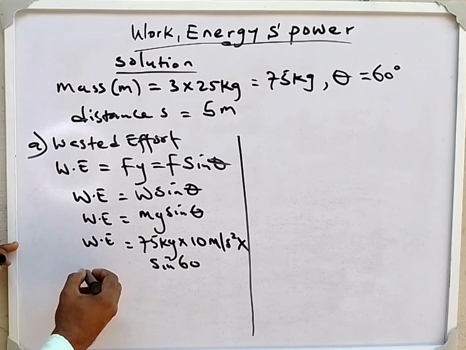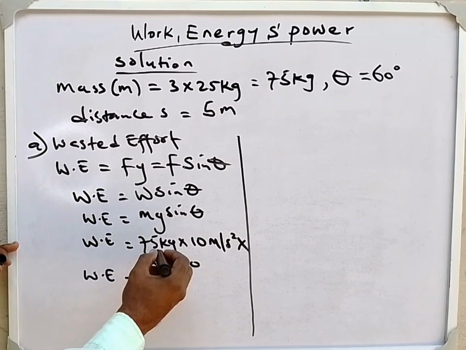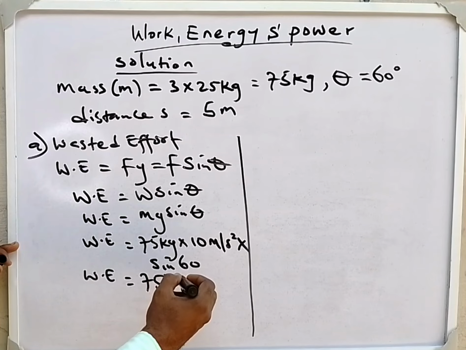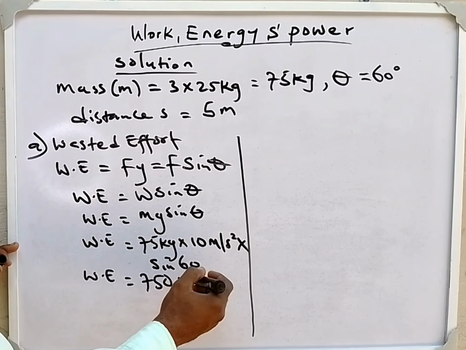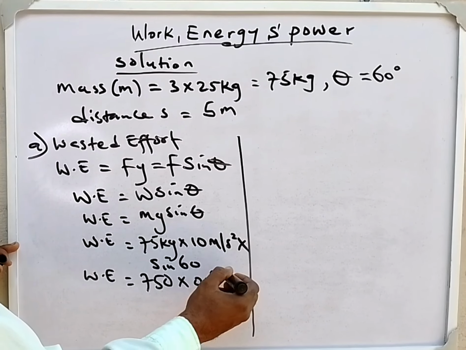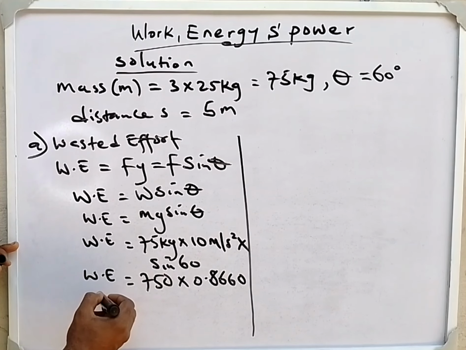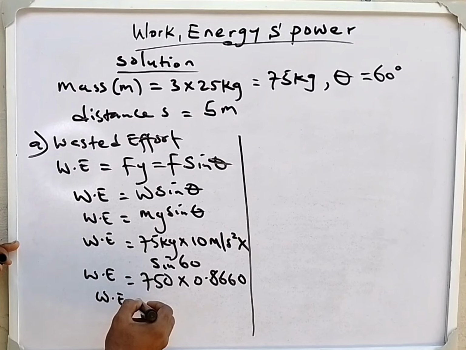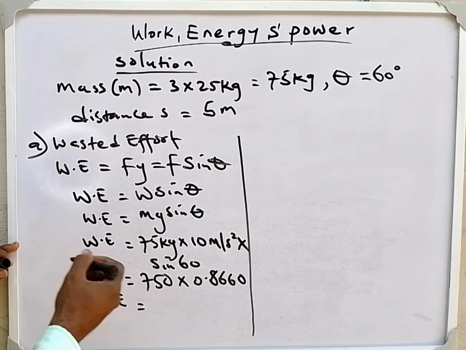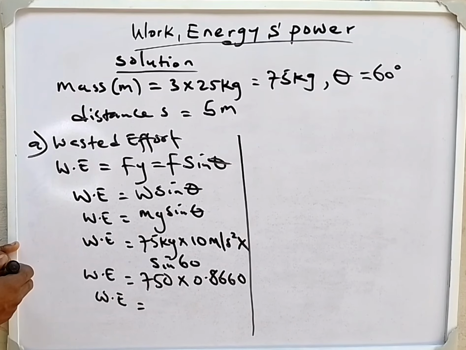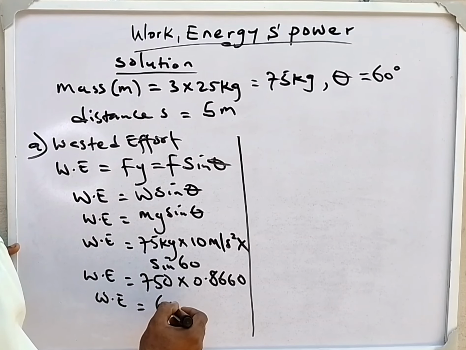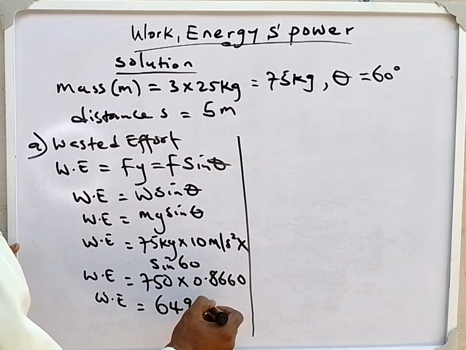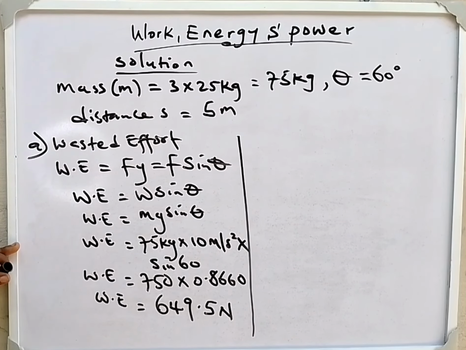60. So we are going to see that wasted effort is equal to 750, that's 75 times 10, 750 times sine 60, 0.8660. So wasted effort is equal to 750 multiplied by 0.8660, which gives you 649.5 Newton. So this is wasted effort.